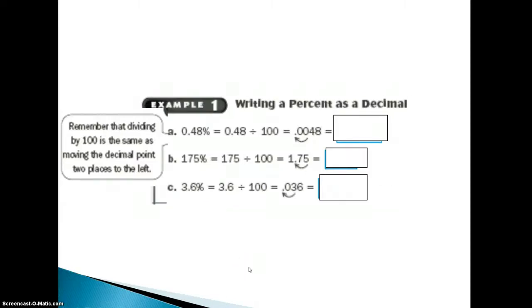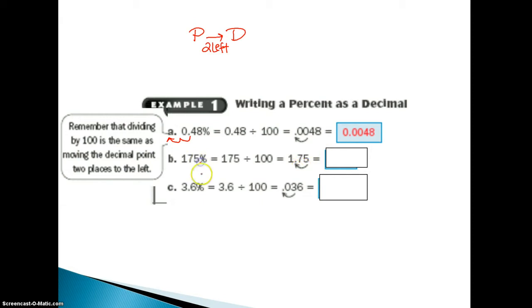Write the percent as the decimal. When we start with a percentage, remember in order to write it as a decimal, we move it 2 places to the left. So when you start as a percent and you want to change it to a decimal, it's 2 places to the left. Essentially what you're doing is dividing by 100, and you'll get 0.0048. That is 48 ten thousandths.